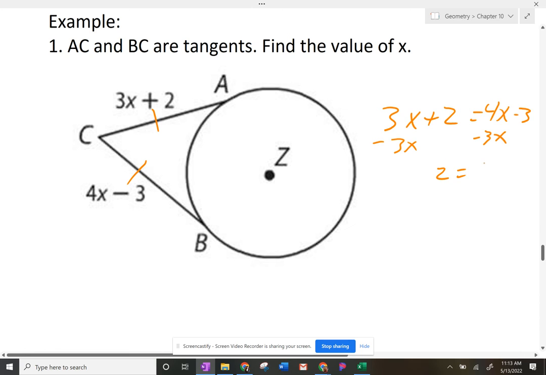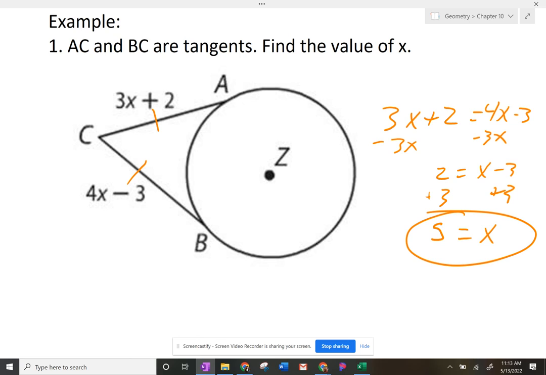So I got 2 equals x minus 3, plus 3 to both sides. I get 5 equals x. Ta-da. You got one more.